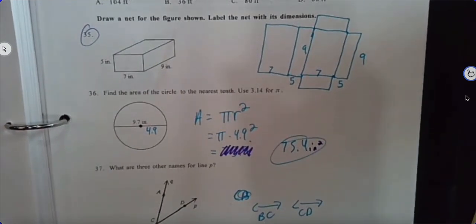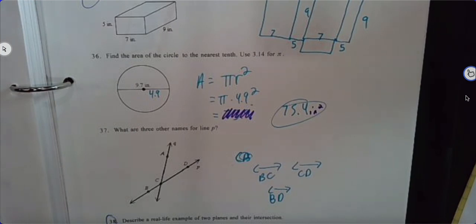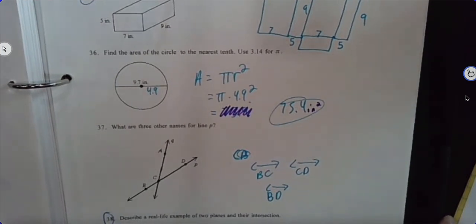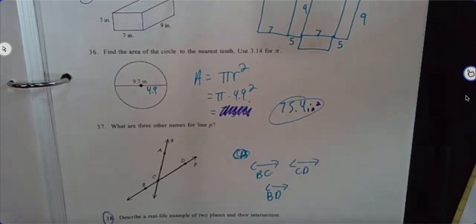Does everybody have the net figure? Okay. This one, what are 3 names for line P? BC, CD, BD, and they all have the little line above them. That's other ways to write a line. And then, what's a real life example of 2 planes? Wall and the ceiling. Everybody, we kept saying that one, right? Wall and the ceiling. Okay?